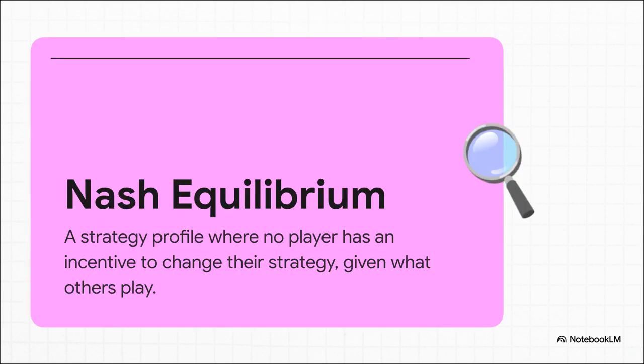And that brings us to the famous idea from mathematician John Nash. It's called a Nash equilibrium. And the best way to think about it is as a no-regrets outcome. It's a point where, looking at what everyone else did, you're happy with your choice. You, by yourself, can't do any better by changing your mind.